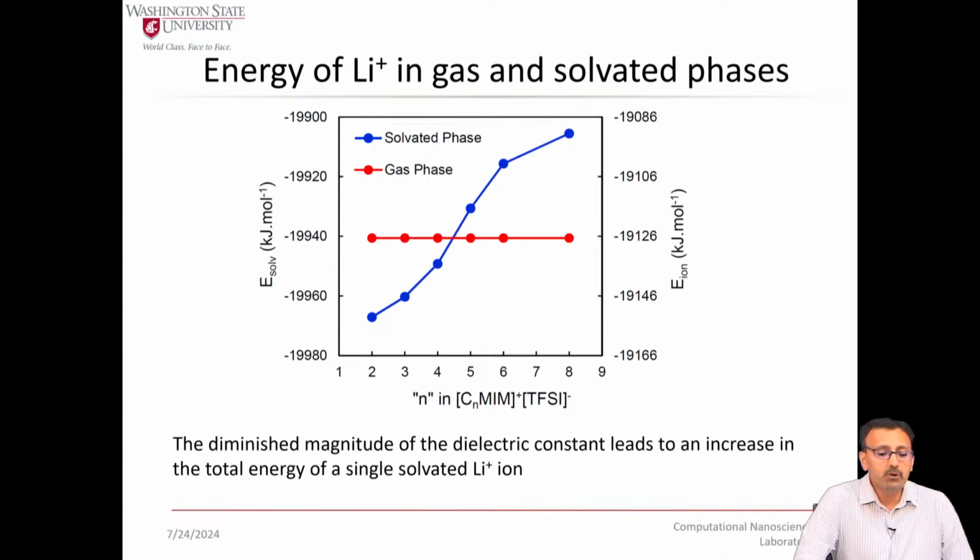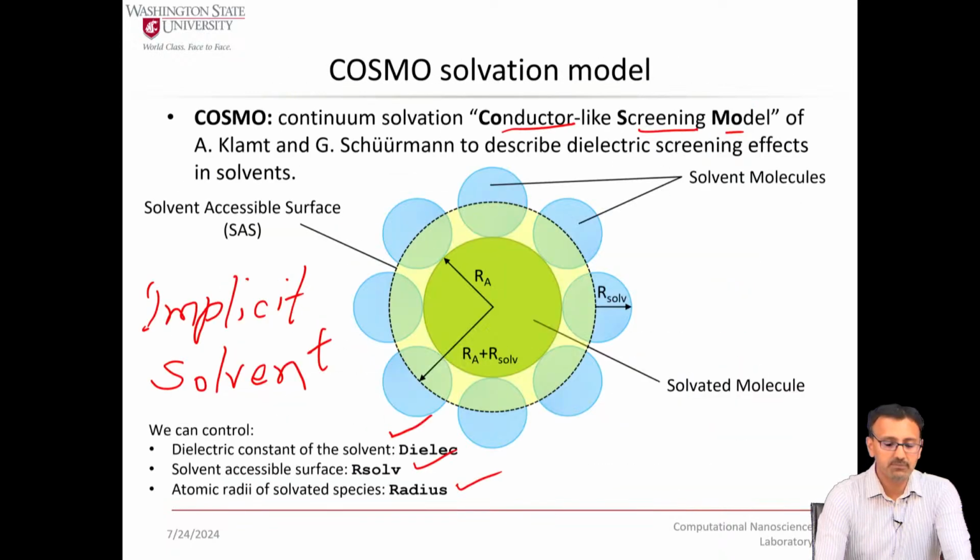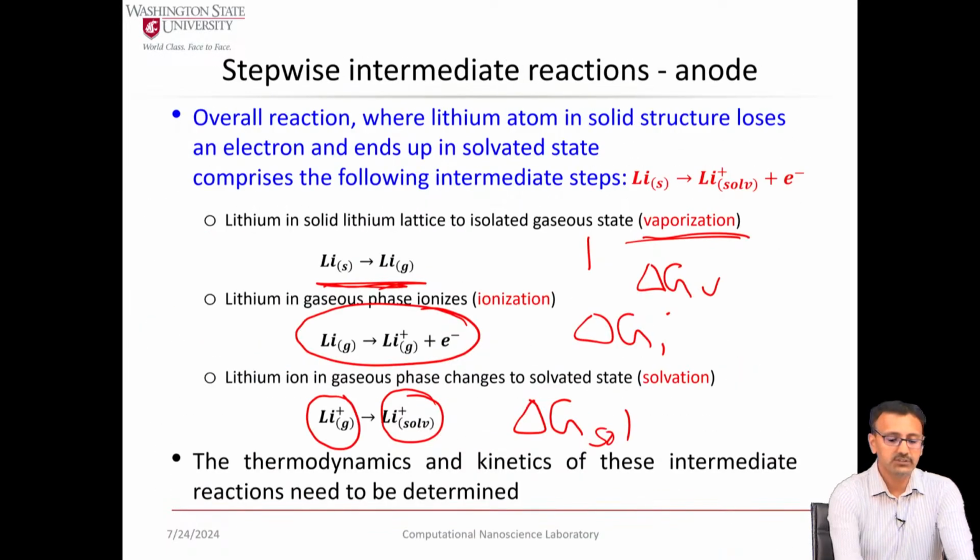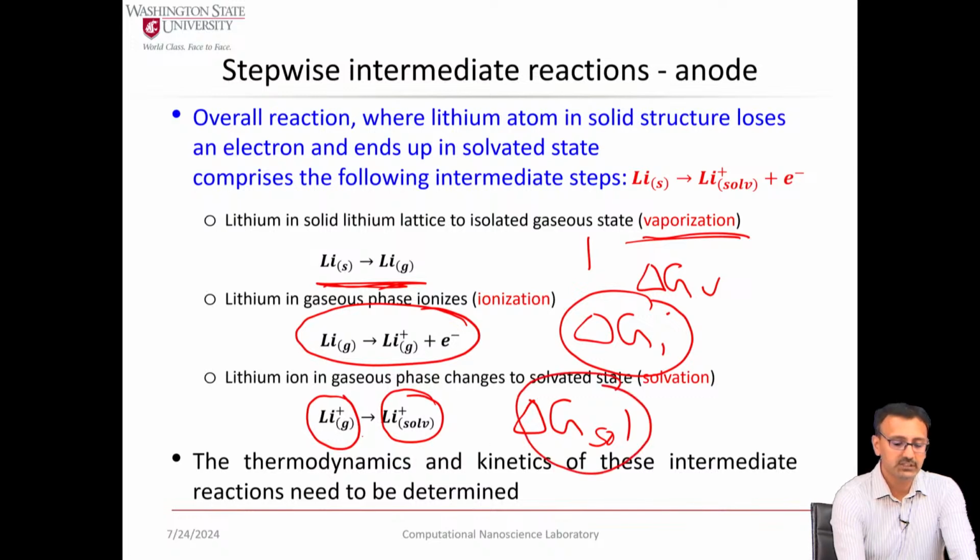One of the very important parameters here is the solvation energy for the lithium ion. So, that plays a huge role. Solvation energy is the difference in energy between the lithium ion in the solvated phase and the gas phase. Remember, we broke it down in these 3 steps. So, this is the delta G solvation, which is the difference in energy between the lithium ion in the gas phase and the solvated phase.